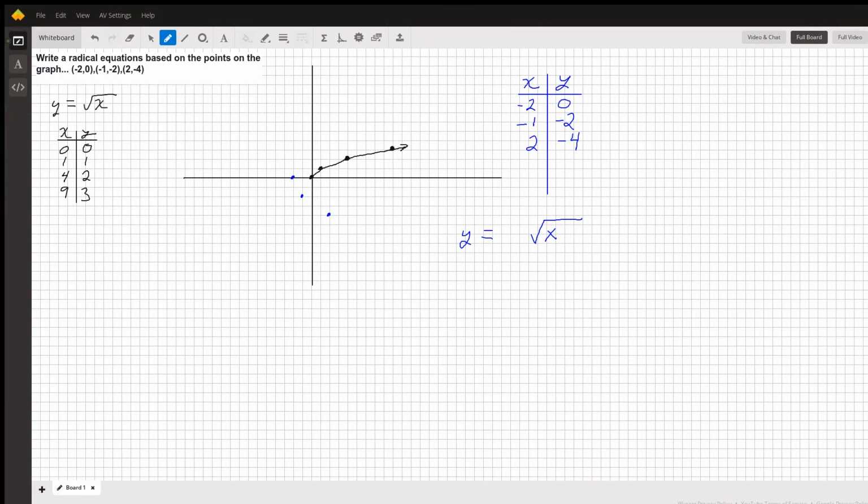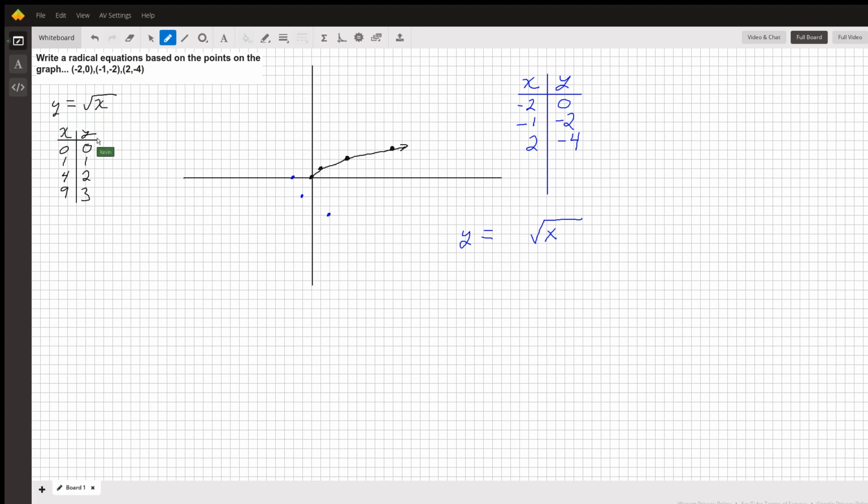Hello, today we're going to answer the question, write a radical equation based on the points of the graph. -2, 0, -1, -2, and 2, -4. To start out, let's look at what a radical equation is. The original radical equation is y equals the square root of x.